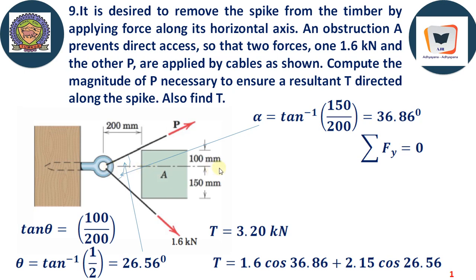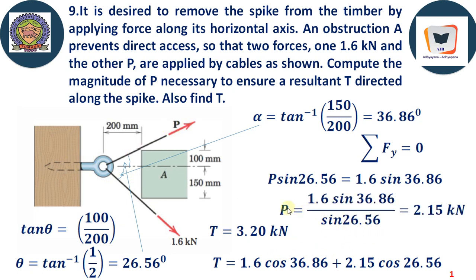So horizontal force means the sum of the horizontal components of these two forces is nothing but the resultant. Therefore, its vertical component is 0. We will use the same trick. So P sine 26.56 going up should be equal to 1.6 sine 36.86, because the vertical component of 1.6 is acting downwards, and the vertical component of P will be acting upwards. Therefore, we will get the value of P to be equal to 2.15 kilonewton upon simplification. So this is 2.15 kilonewton.